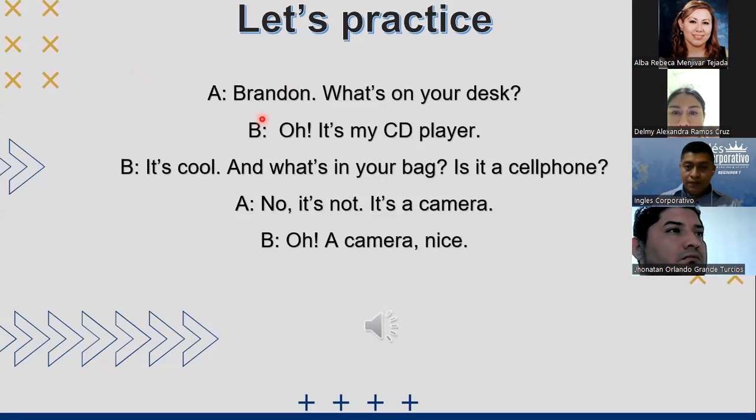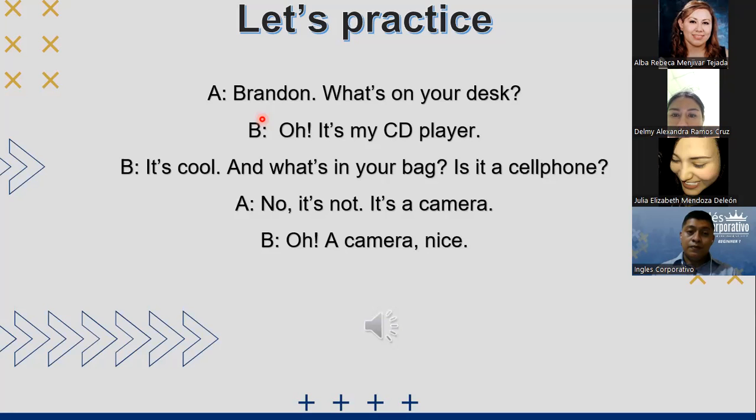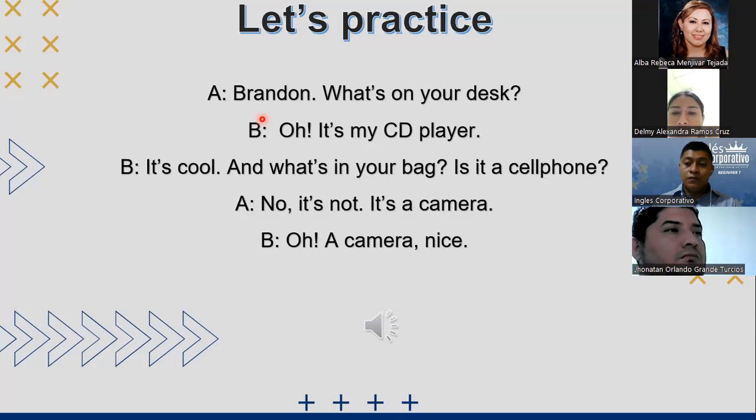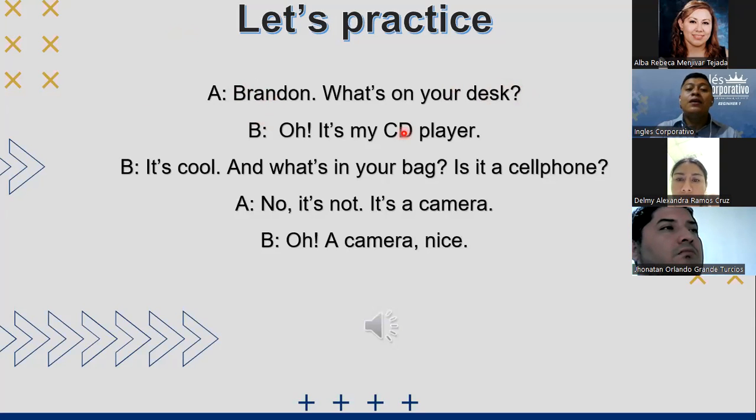Brandon, what's on your desk? Oh, it is my CD player. It's cool. And what's in your bag? Is it a cell phone? No, it is not. It is a camera. Oh, a camera, nice. Okay, thank you. Thank you so much. So, Brandon, what's on your desk? Oh, it's my CD player. It's cool. And what's in your bag? Is it a cell phone? No, it's not. It's a camera. Oh, a camera. Nice.